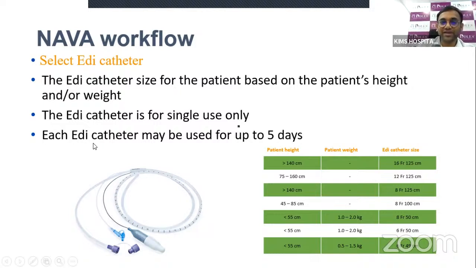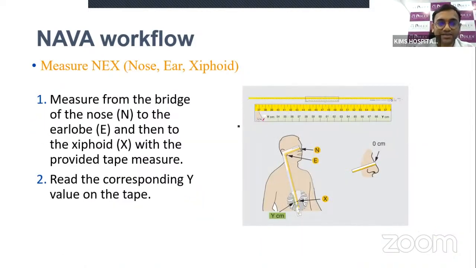Based upon the weight and the height, there are different kinds of catheters. As a neonatologist, for preterm babies we usually use 6 French, 49 to 50 centimeters, because the majority of the babies are around 1 to 2 kgs. In the case of a term baby, we can use 8 French, either 50 or 100 centimeters. We don't go beyond that because our babies are small. Once you have selected the appropriate size of EDI catheter, we need to know how far to insert it into the esophagus.